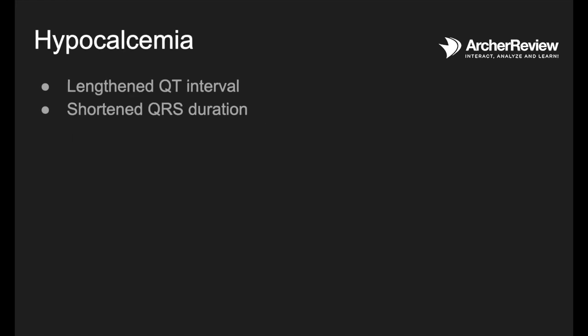And on the flip side, if you don't have enough calcium, hypocalcemia, instead of a decreased QT, you will see a lengthened QT interval. And instead of an increased QRS, you will have a shortened QRS duration. So exactly the opposite of the changes we saw with too much calcium. Too little calcium: lengthened QT, and a shortened QRS duration.